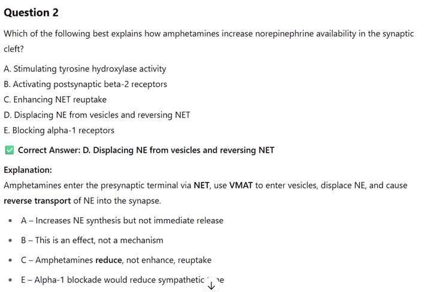Explanation. Amphetamines enter the presynaptic terminal via NET, use VMAT to enter vesicles, displace NE, and cause reverse transport of NE into the synapse. A. Increases NE synthesis but not immediate release. B. This is an effect, not a mechanism. C. Amphetamines reduce, not enhance, reuptake. E. Alpha-1 blockade would reduce sympathetic tone.